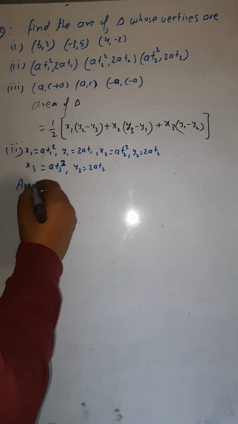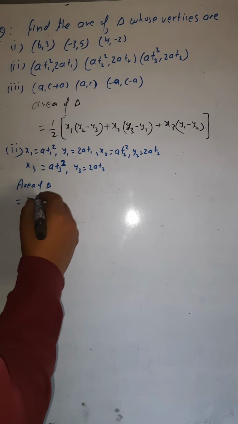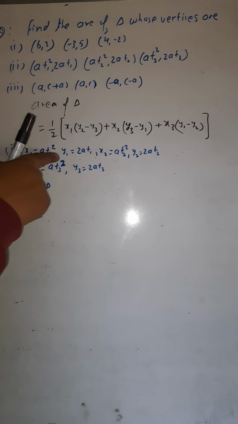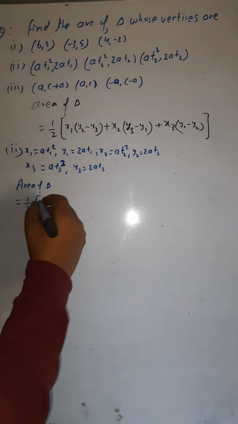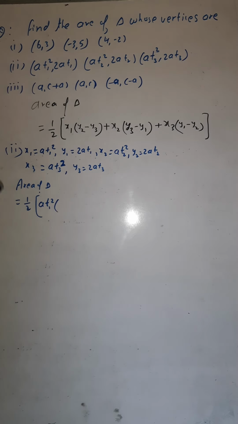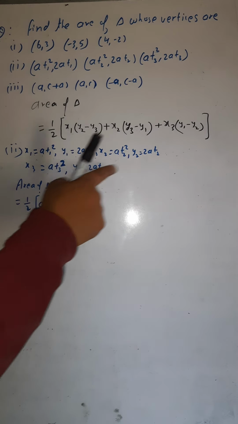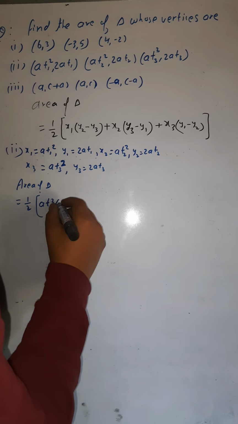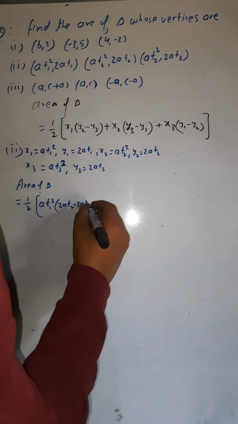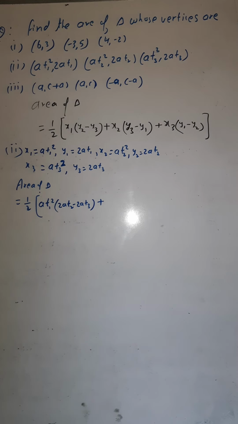Area of triangle, and the formula is 1 by 2 into x1 (y2 minus y3). So what is x1 here? a t1 square. It is a t1 square. y2 minus y3 means 2a t2 minus 2a t3. 2a t2 minus 2a t3. Okay. Then you have plus here.